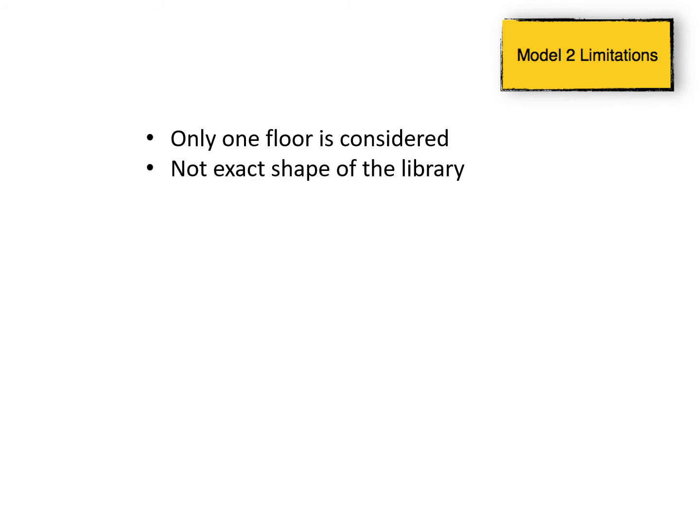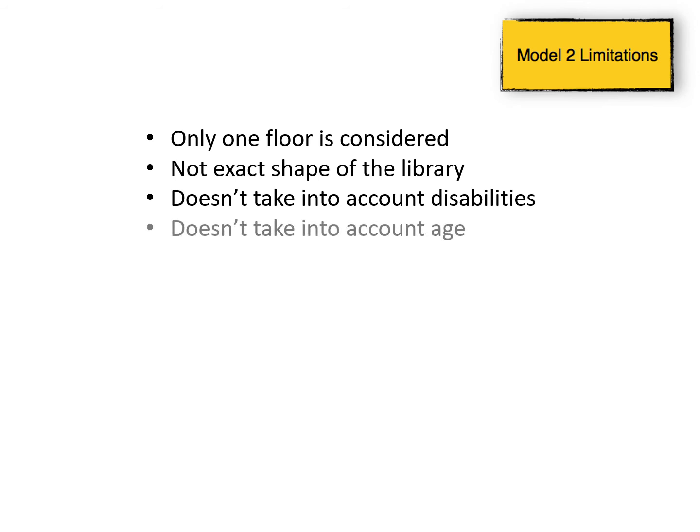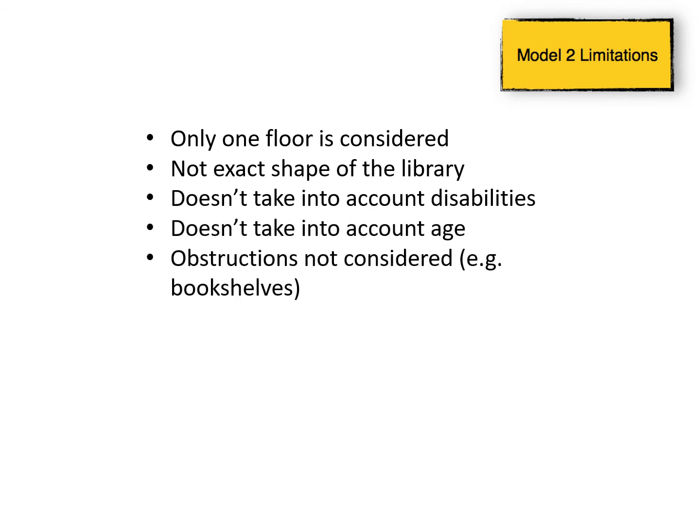The limitations of Model 2 are as follows. Only one floor is considered. It's not the exact shape of the library. It doesn't take into account disabilities. It doesn't take into account age. Obstructions are not considered, for example, bookshelves or fires in the path of people trying to evacuate.